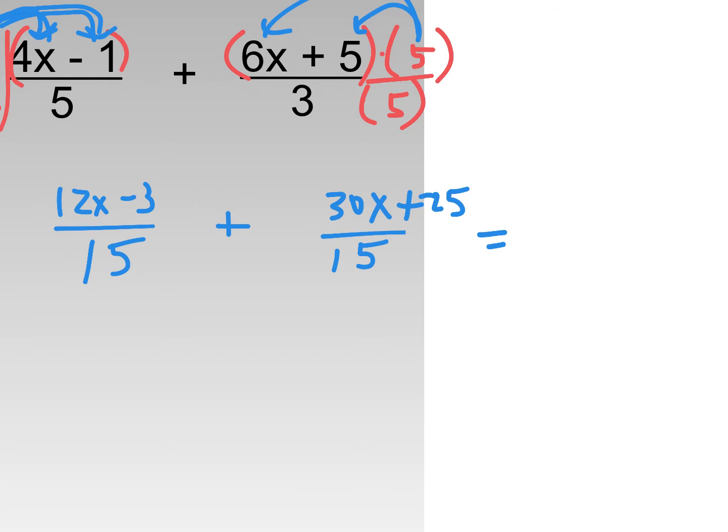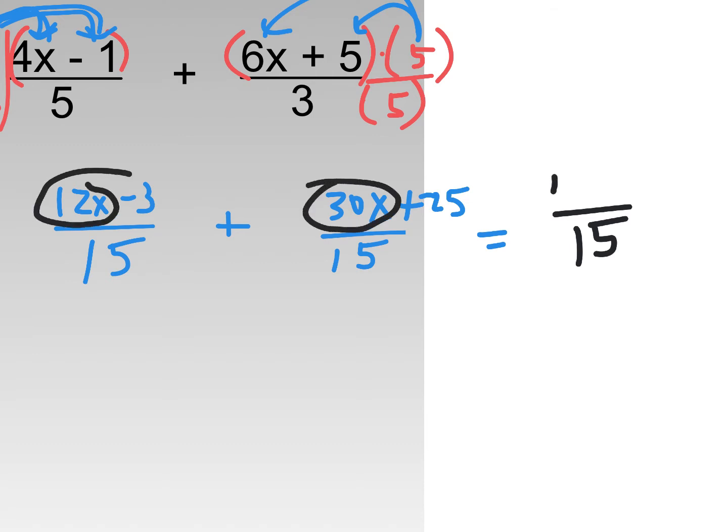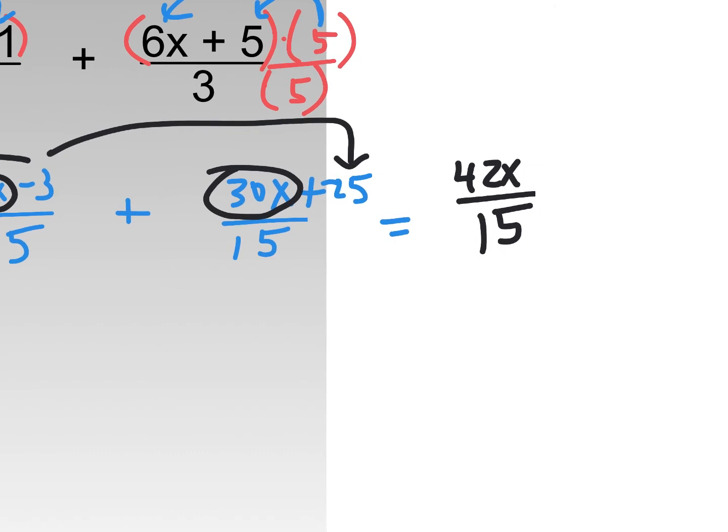And once they have a common denominator, it's so common for kids to go 15 plus 15 is 30. No, the denominator stays as 15. And then the 12x can go with the 30x and makes 42x. And the -3 can go with the 25 and make positive 22. Does that make sense to you? Okay.